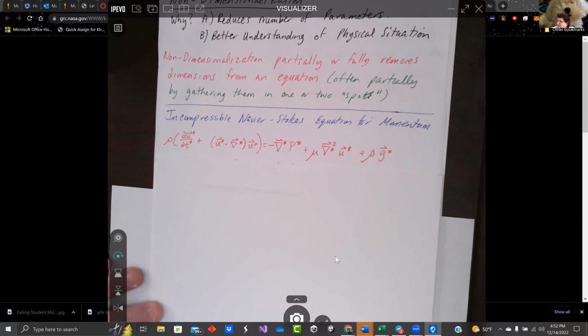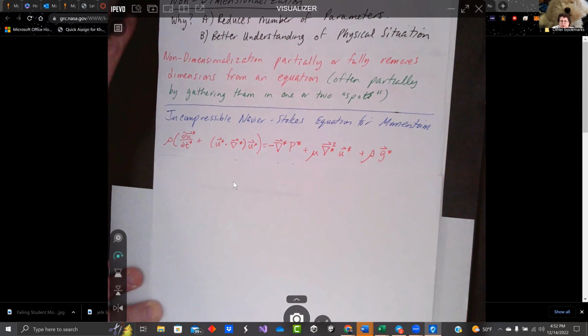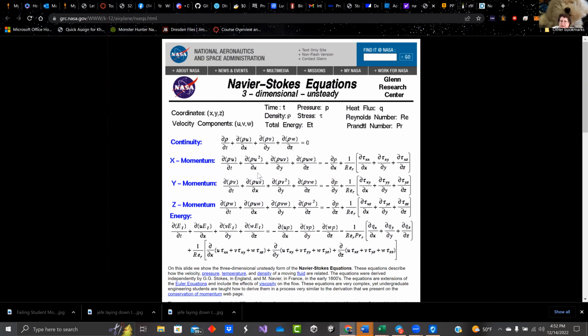plus rho times G, which represents external forces. It could just be gravity, but it could be anything. And I wrote U, but this actually needs to be done in each direction. We need the X components, we need the Y components. It breaks it down into each one.